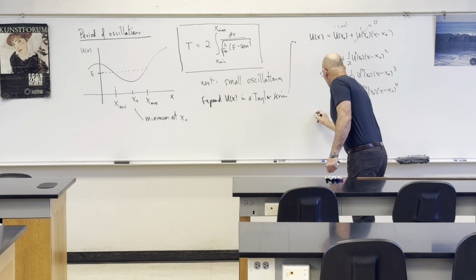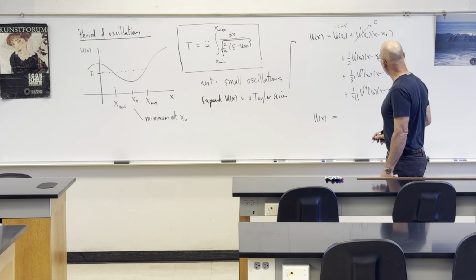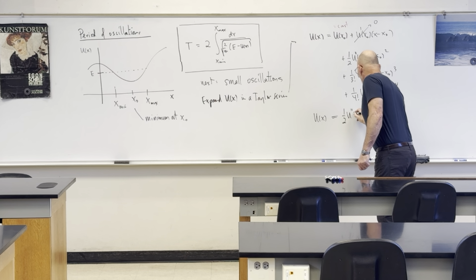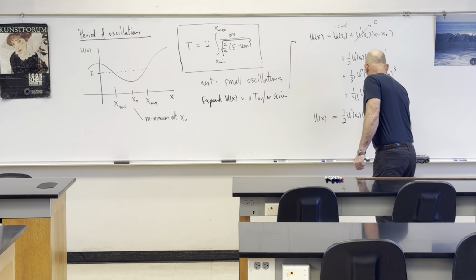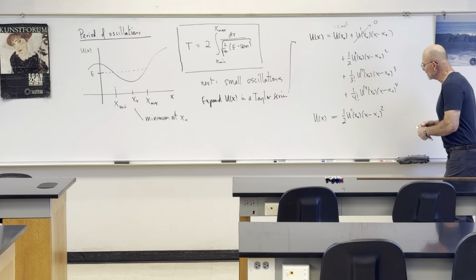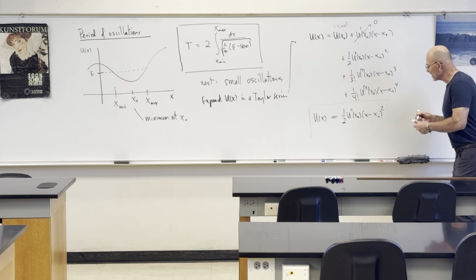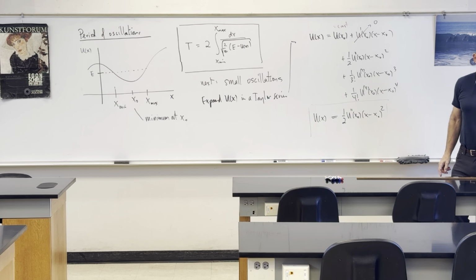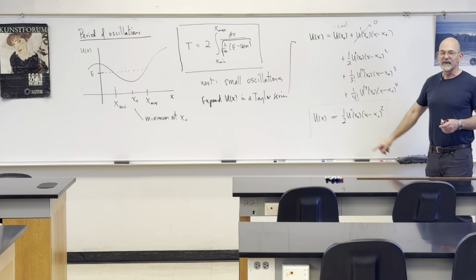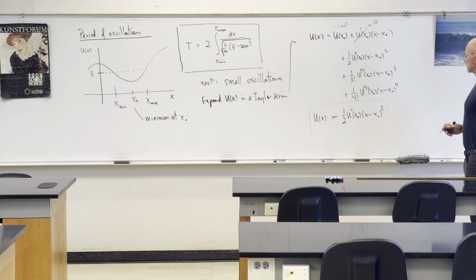So what we end up with is u of x, I'm just going to use the equal sign, it's an approximation, we end up with a half u double prime of x naught, x minus x naught squared. So that's what we call our potential energy function in the vicinity of the local minimum. And you guys remember your second derivative criterion, this second derivative is going to be positive because we're at a local minimum. Okay. Second derivative when you learn calculus.